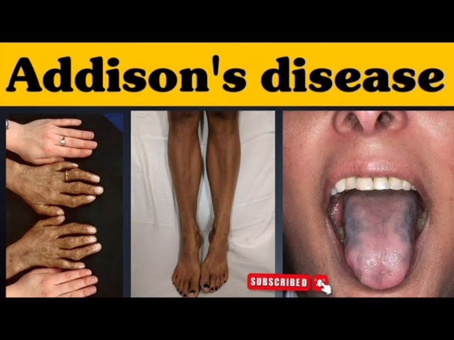What is the differential diagnosis of oral pigmentations? Addison's, Peutz-Jeghers, drug-induced causes such as oral contraceptives, chemotherapy, doxycycline, and zidovudine. Causes of Addison's disease: autoimmune and post-tuberculous, the most common cause worldwide. Then infections in HIV, sepsis, adrenal hemorrhage, amyloidosis, post-surgical removal of adrenals, and adrenoleukodystrophy.